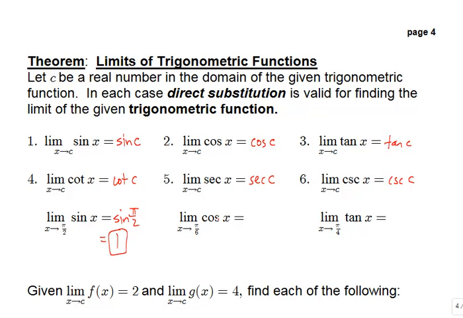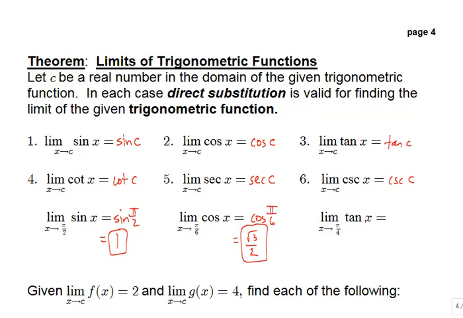What's the limit of cosine of x as x goes to pi over 6? Well, that's cosine of pi over 6. That's the same as 30 degrees. And on a unit circle, remember the cosine is the x value, and the terminal point of pi over 6 is root 3 over 2 comma 1/2. So the x value is root 3 over 2. You do need to have these unit circle values memorized.